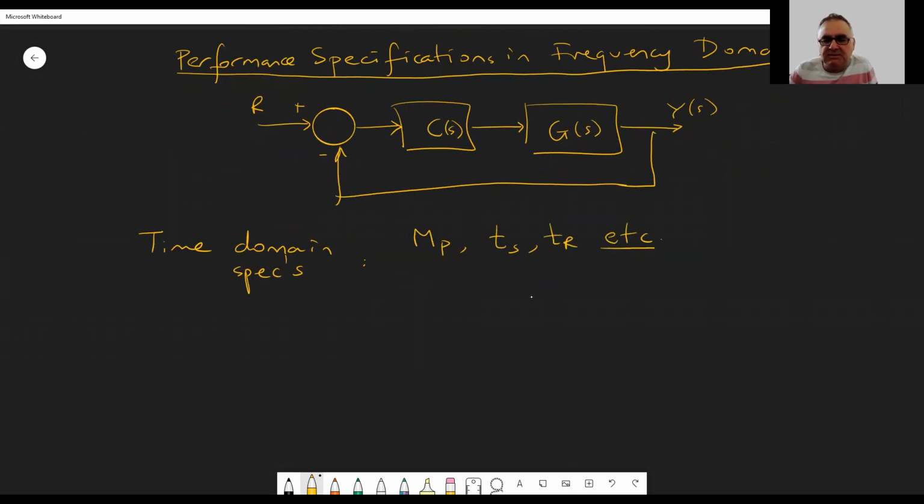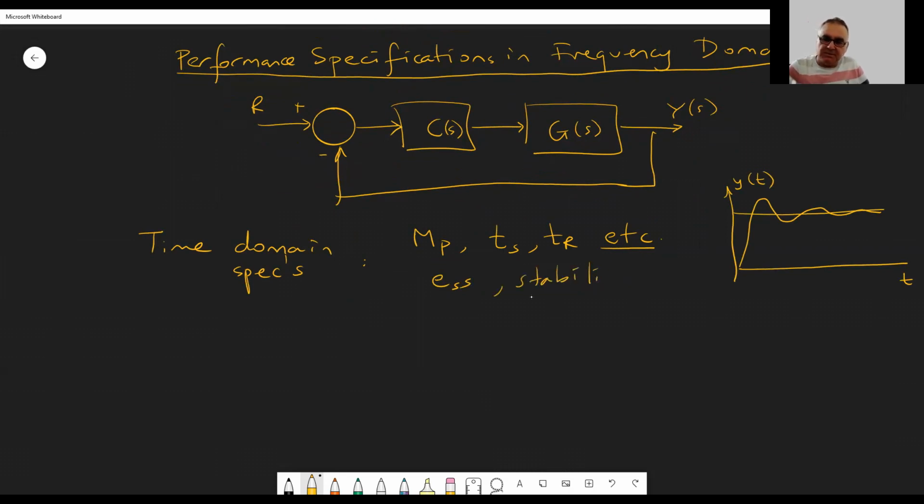Okay, these we have seen them. These are purely in the time domain. You look at the step response of the system. This is time, this is y of t, and find out how your system would respond. And there is also the steady state error. Of course, there is the stability, etc. We can all decide on these.